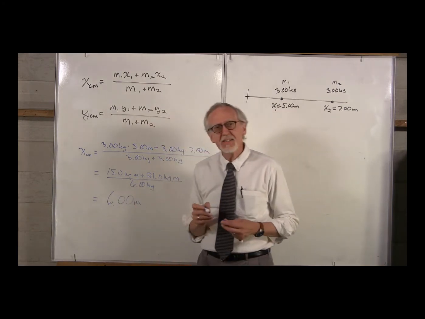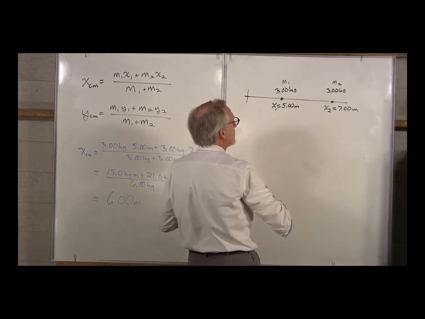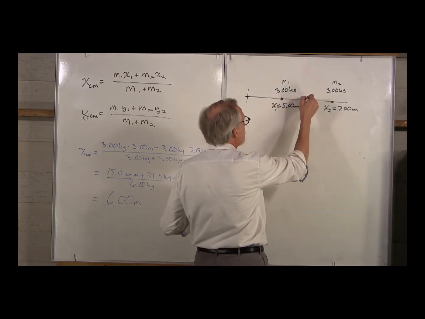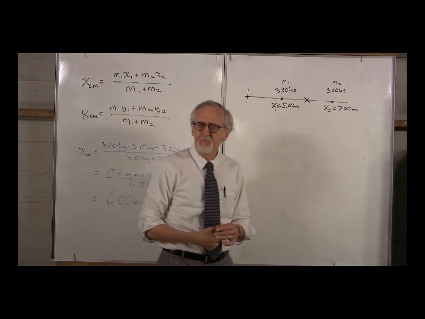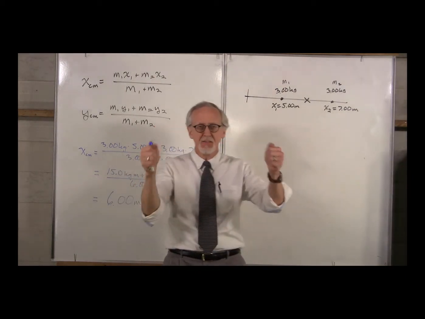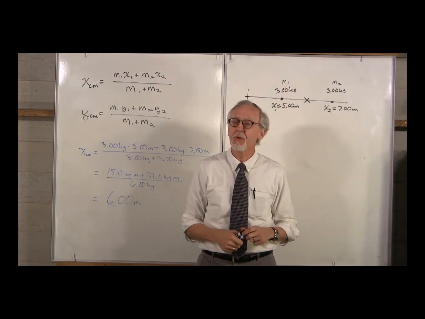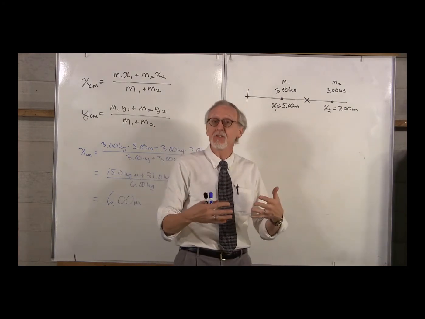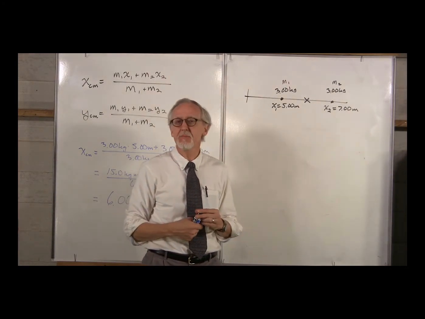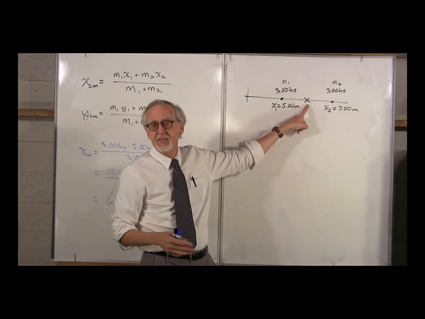The center of mass is at 6 meters. Where is that? Well, if this is 5 and that's 7, 6 meters is exactly in the middle. Well, this makes sense. We've got 2 equal masses. The center of mass is exactly the midpoint, right in the middle. The center of mass tells us where the center of the system is. And if we've got 2 equal masses, it's right in the middle, and that makes sense.